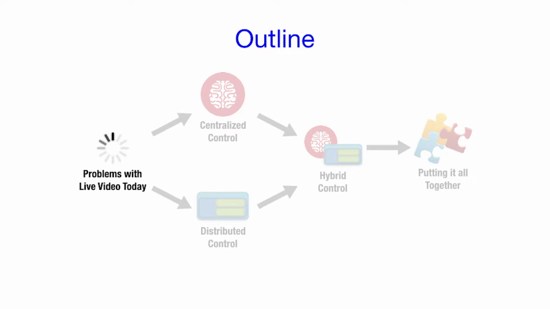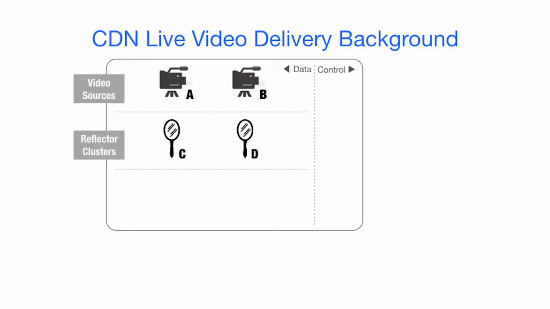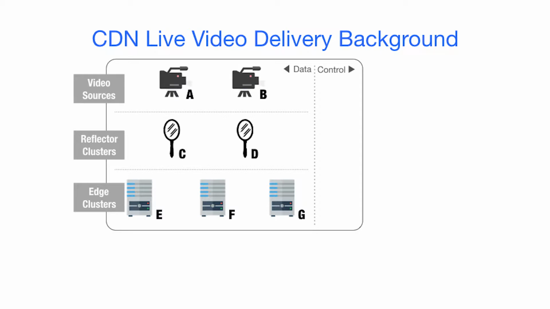OK, so live video delivery today on a CDN looks something like this. We have a data plane and a control plane, as you'd expect. Our data plane is made up of a bunch of server clusters, namely video sources, reflector clusters, and edge clusters. They're connected to each other over the wide area with overlay links. And video requests enter the system via the edge clusters.